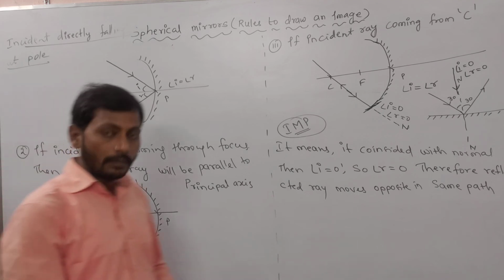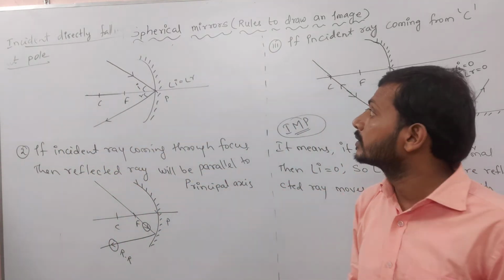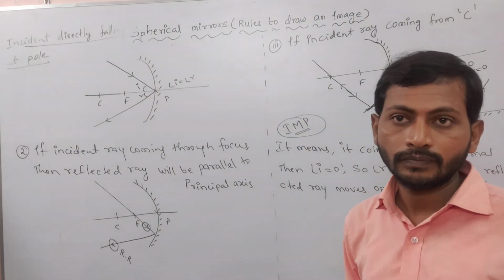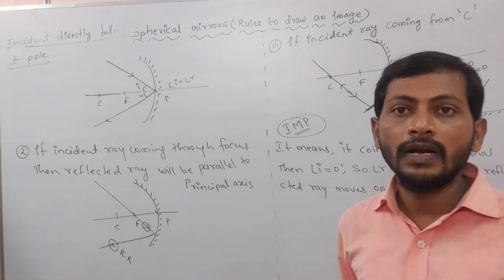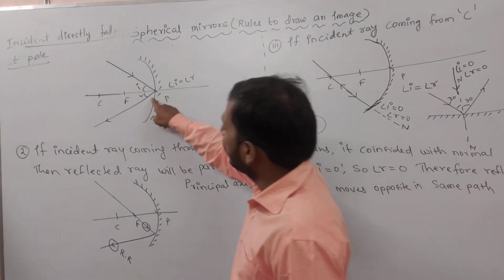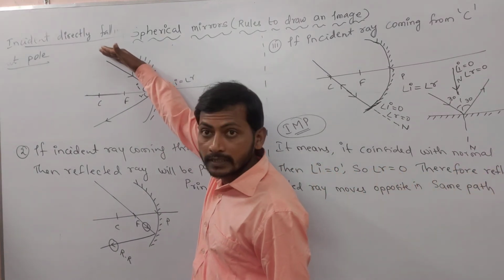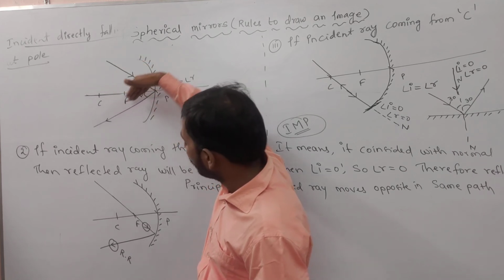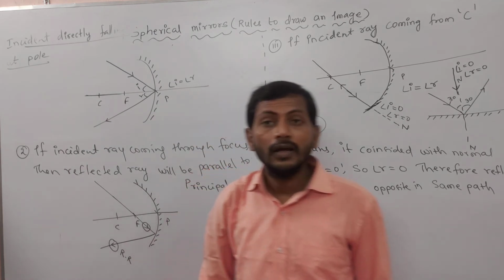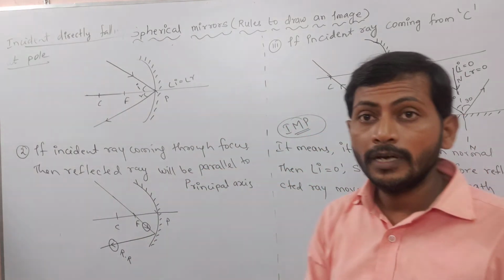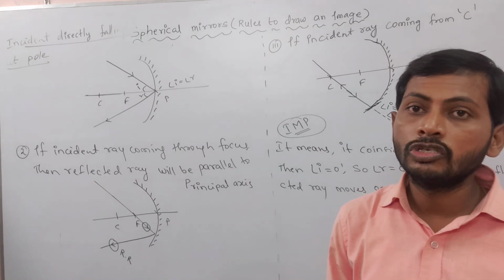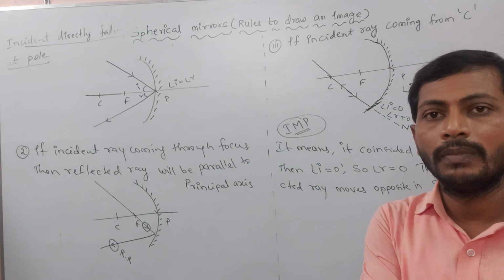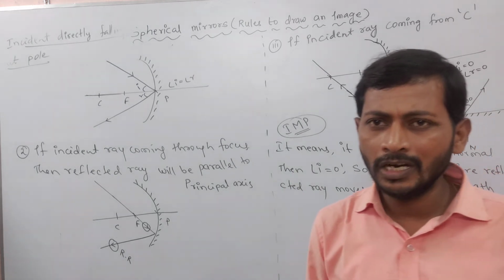So now please remember here, when the ray comes directly falling on the pole, where will the reflected ray move? If the incident ray is coming from above the principal axis, the reflected ray goes below the principal axis, and angle I equals angle R. These are the 4 rules you have to remember. I hope it is not that difficult to remember.